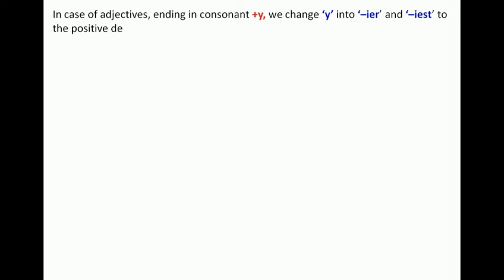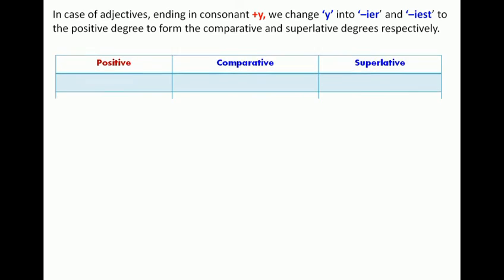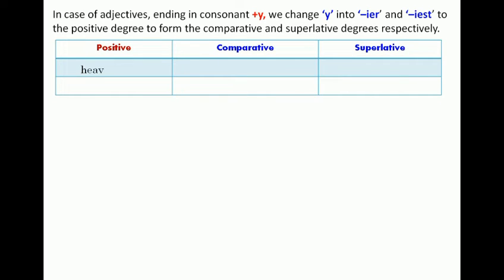Another case, in case of adjectives ending in a consonant plus y sound, we change y into ier and iest to the positive degree to form the comparative and superlative degrees respectively. Heavy, heavier, heaviest. Pretty, prettier, prettiest.